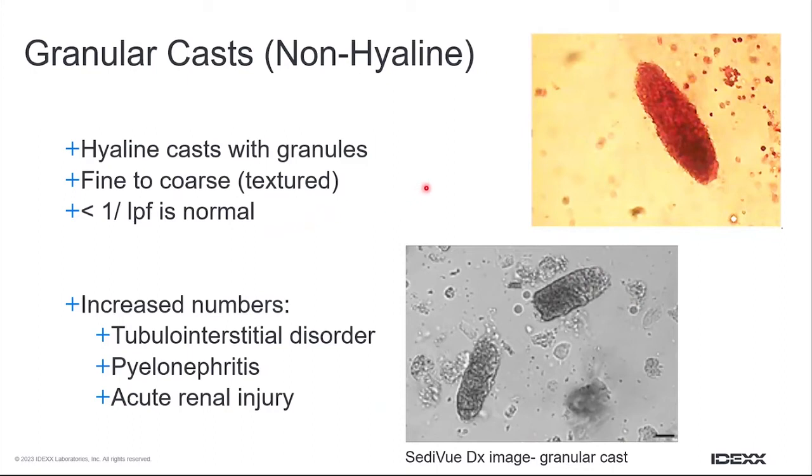But we should be interpreting the presence of casts alongside other parameters such as your blood biochemistry, and if there's an azotemia, etc., and other evidence of renal problems, then they're of higher significance. But an occasional cast without azotemia should not raise too much concern, as it could be transient. But we can see increased numbers of granular casts with tubulointerstitial disorders, pyelonephritis, or acute renal injury. So if you're seeing these in any number, it's an indication that we need to dig a little bit deeper to find out why the kidney isn't happy and why it's shedding these casts into the urine.